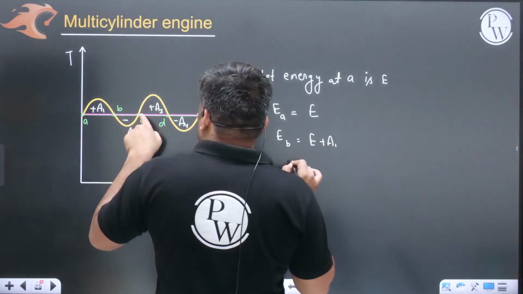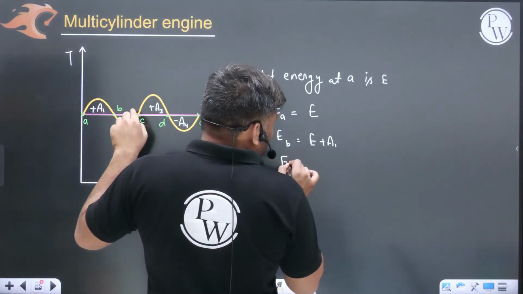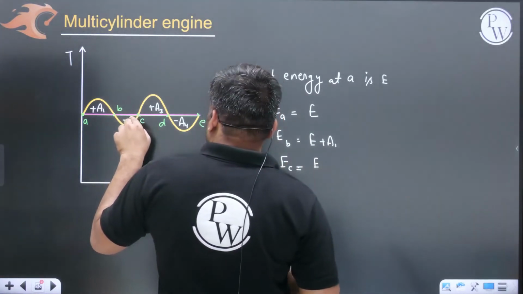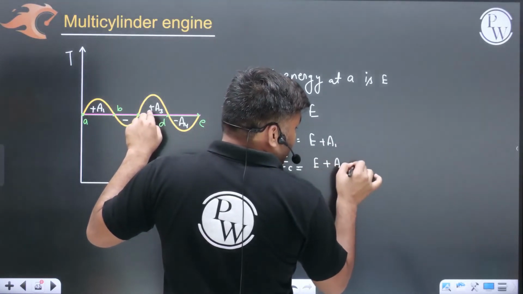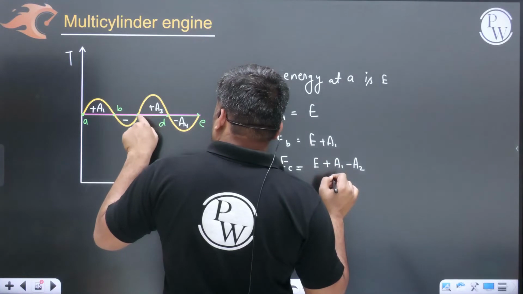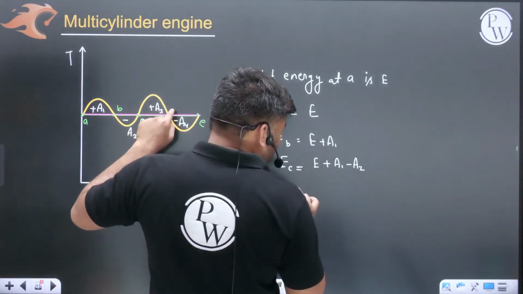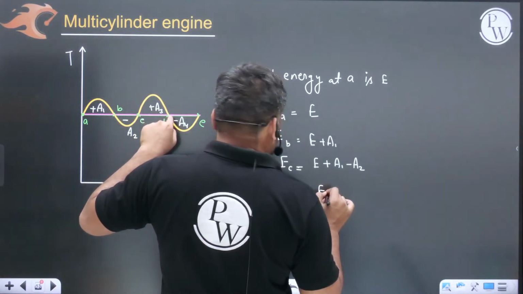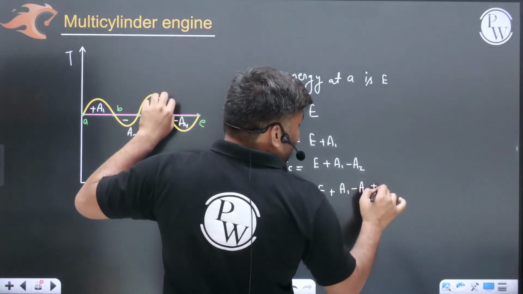Energy at C will be how much beta? It will release some amount of energy. So energy at C will be how much? E plus A1 already था, minus A2. ठीक है, इधर आ जाओ A3, या यहां पर एनर्जी एट D कितना हो जाएगा? दिस विल बी E प्लस A1 माइनस A2. Again it has absorbed some energy A3.